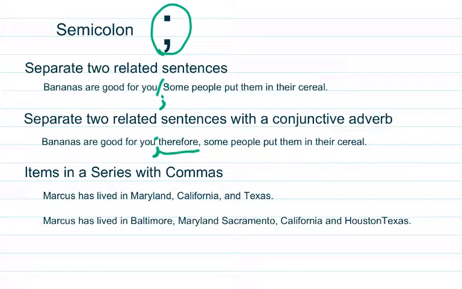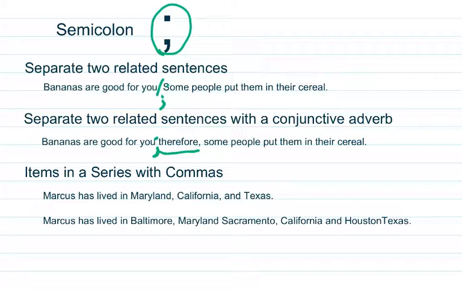For example, Marcus has lived in Maryland, California, and Texas. That sentence is fine as it is. We have items, we have a list, and they're separated with commas. That's all we need to do. In the second sentence, however, the items themselves have commas. Marcus has lived in Baltimore, Maryland, Sacramento, California, and Houston, Texas.